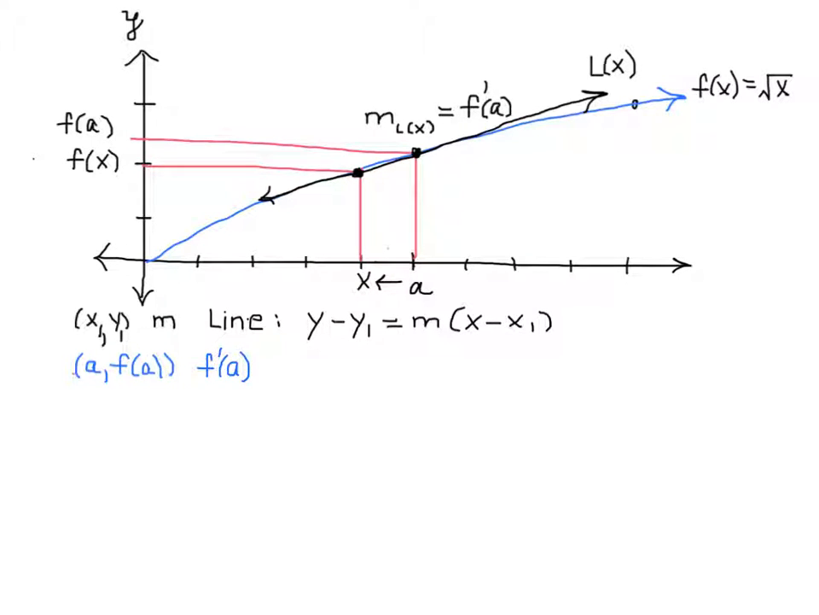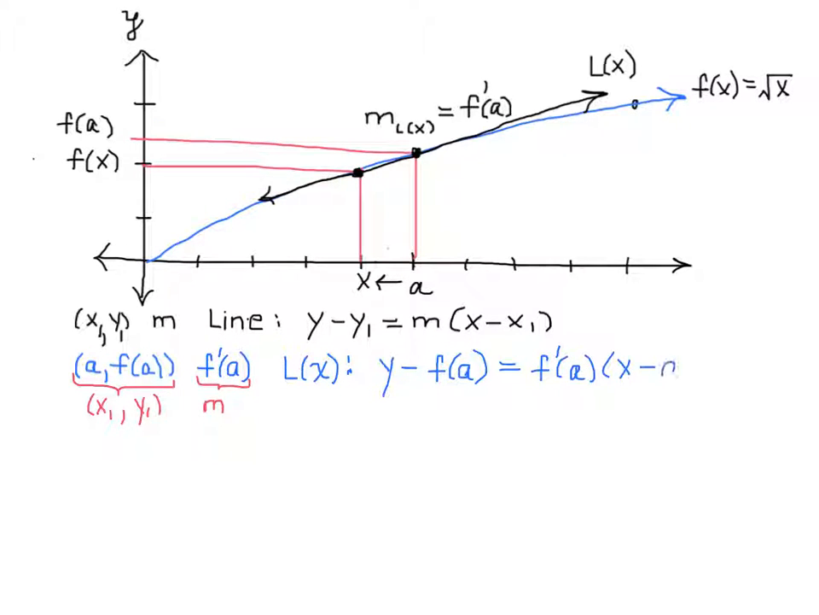And so this is our x1, y1, and this is our slope. So our line that we're looking for, which is L of x, this L of x line, is going to be y minus y1, which is f of a, is equal to the slope, f prime of a, times x minus a. And now we have the equation for that line.